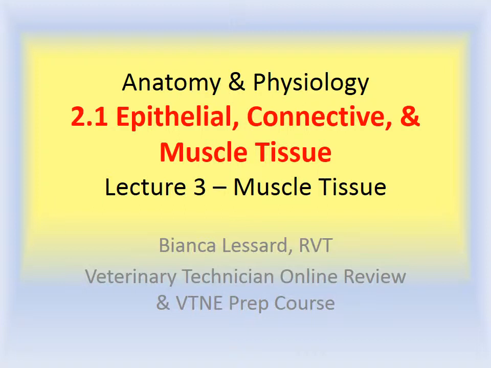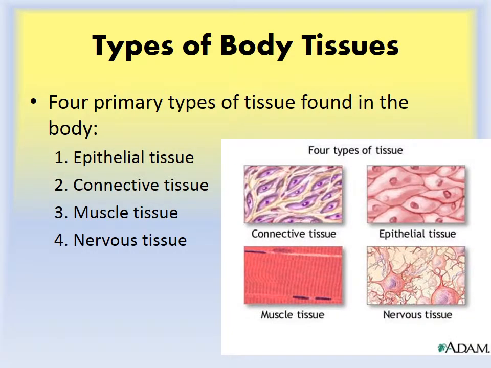Continuing on with the very last PowerPoint for 2.1, which is basically the discussion of the types of tissue found within the body. We've already talked about epithelial and connective, and now we're going to be talking about muscle tissue specifically. This is the slide that we've seen in all the other PowerPoints for 2.1, just to explain to you there are 4 different types of tissue found within the body.